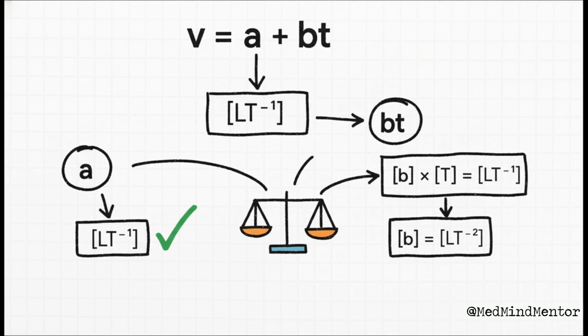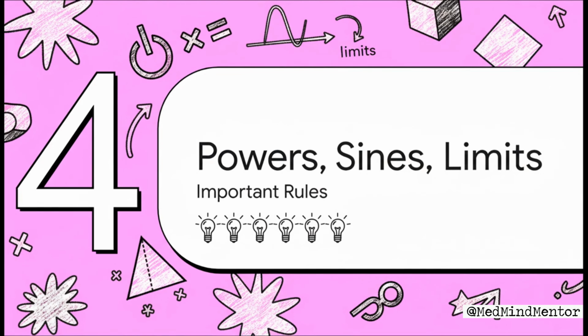Now for Bt. The dimensions of the whole term Bt also have to be LT^-1. So the dimension of B times the dimension of time, T, equals LT^-1. A little bit of simple rearranging tells us that the dimension of B has to be LT^-2. And hey, that's the dimension for acceleration. See how that works?